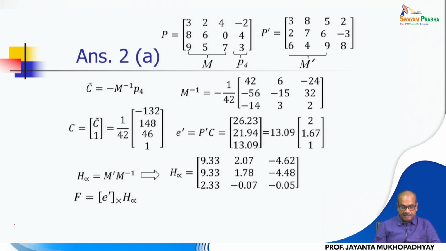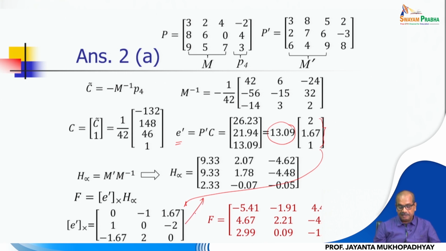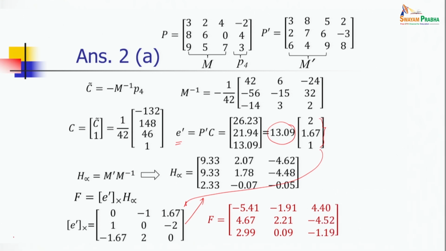As I mentioned, E prime cross H infinity would give me the fundamental matrix. E prime cross would once again be derived from here, as we did earlier. So these are the components. I can ignore this because it is a projective space and the scale could be ignored. From there I can derive E prime cross, and then I multiply this with H infinity, and this is the fundamental matrix we get. So this is the first part of this problem, that is the fundamental matrix.